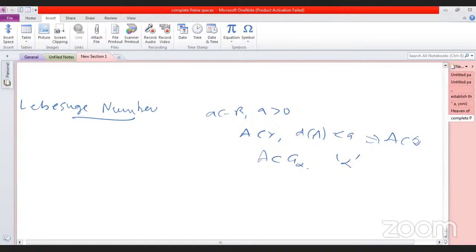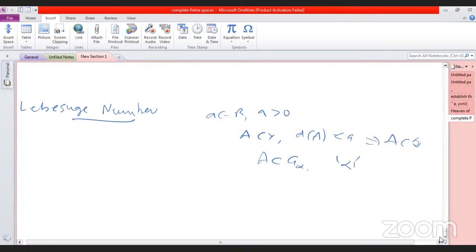A subset of X is called a big set if it is not contained in any G alpha. If X has no big sets, every positive real number is a Lebesgue number. A big set has at least 2 points of X, and d of A is infinite. You have to study just that one.